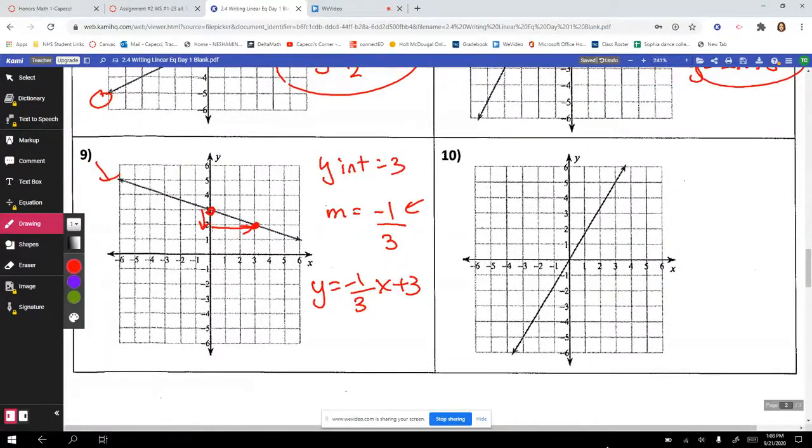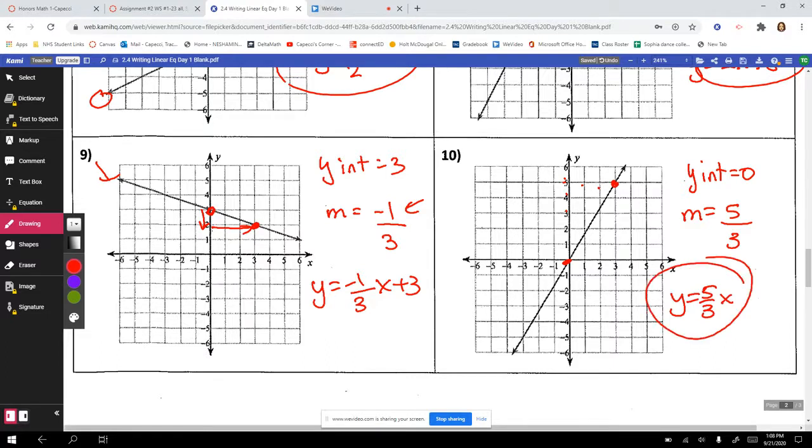Number 10, my y-intercept is right at the origin, so my y-intercept is equal to 0. Looks like I'm going through the corner of the box here. Starting at the point to the left, I go up 2, 3, 4, 5, up 5. Then from this point to get to the other point, I'm going over 1, 2, 3, over 3. So y is equal to 5/3x. I don't need that plus 0. That's fine.